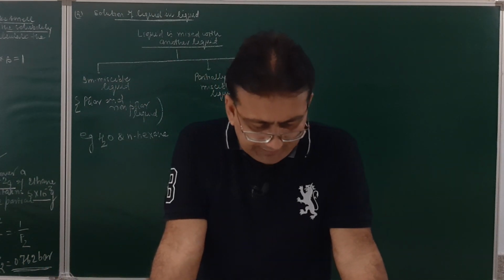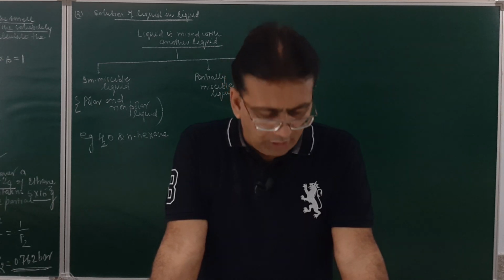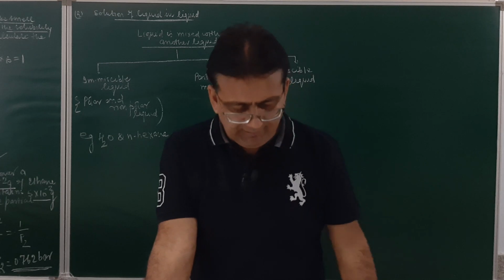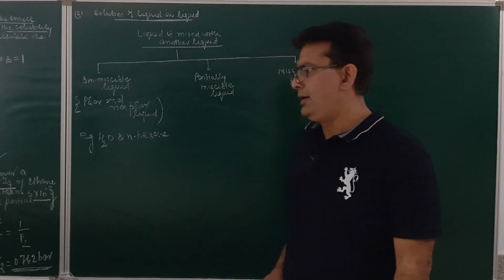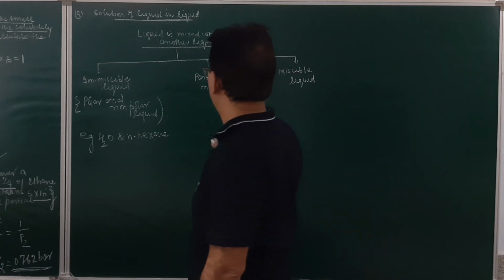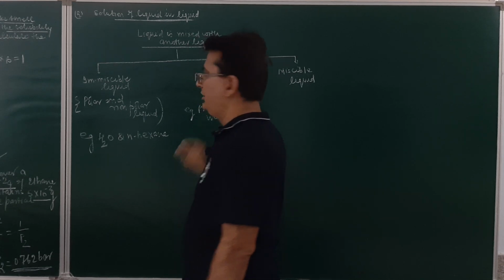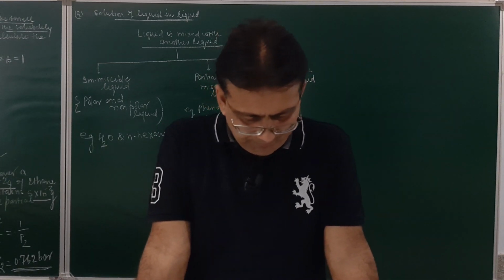Now we have a partially miscible liquid. As far as the partially miscible liquids are concerned, the liquids which dissolve partially, these are called as a partially miscible liquid. We may take many examples like phenol and water. Phenol and water. They are the partially miscible liquid. Fine.